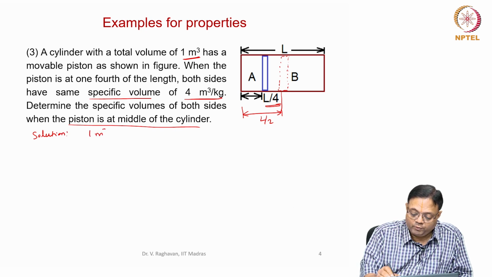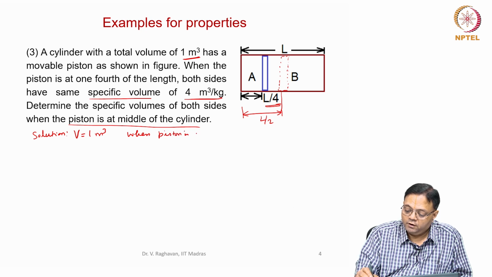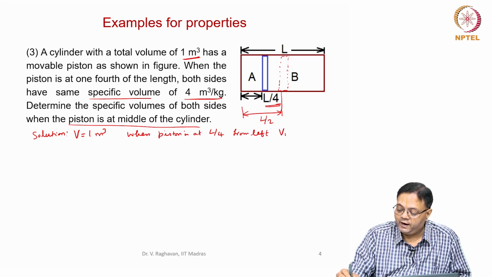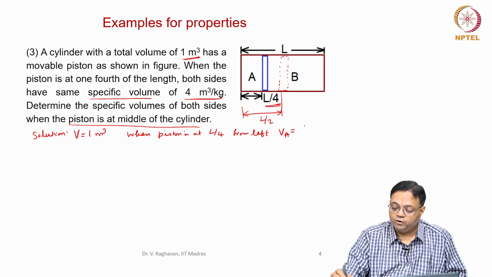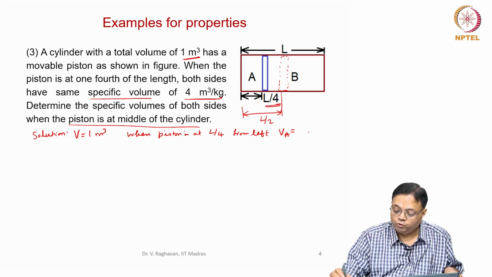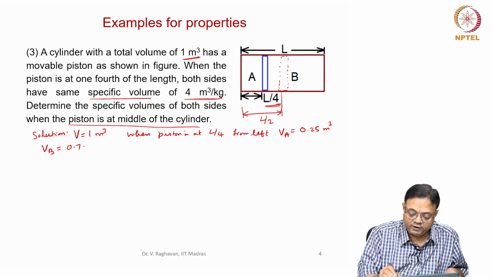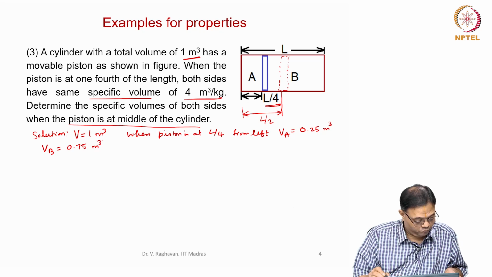So, 1 meter cube is the total volume, say V equal to 1 meter cube. So, when the piston is at L by 4 from left, VA equal to 0.25 meter cube and VB will be equal to 0.75 meter cube.